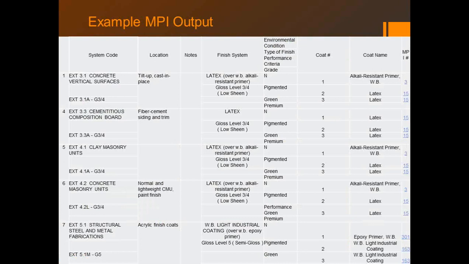And you can see that the system code over here refers to the surfaces in particular. And then the finish system, is it latex based, is it water based? There's one down at the bottom, WB, a different type of water based. Then we have the environmental condition and the type of finish and so forth. I forget what the N stands for. Do you remember? And it's pigmented. It meets the green criteria, and it's now the premium.